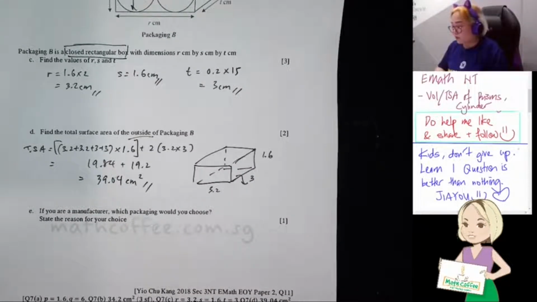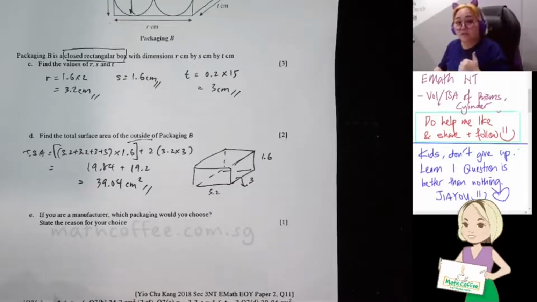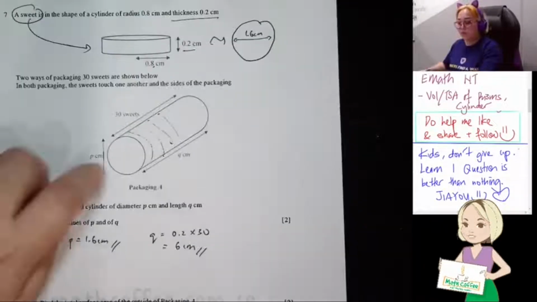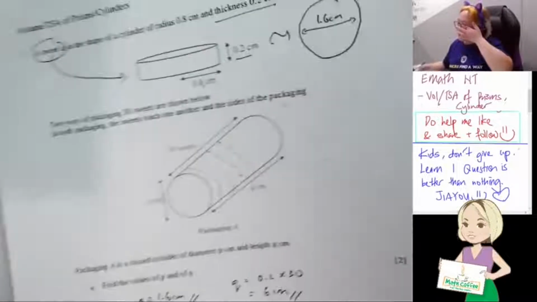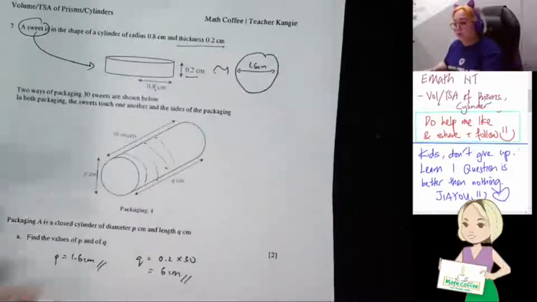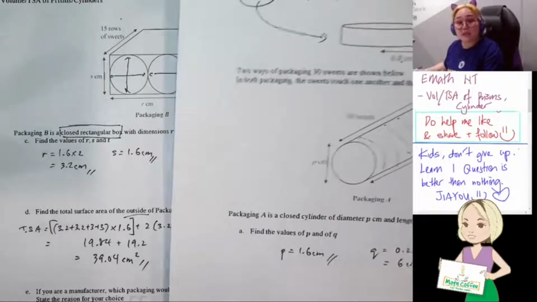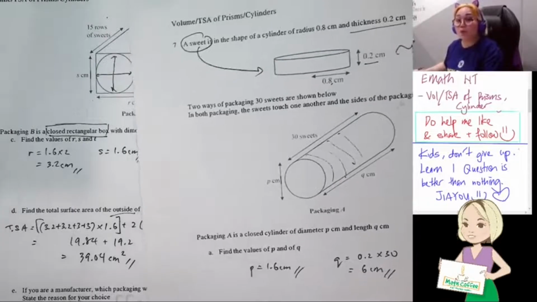So now, if you are a manufacturer, which packaging would you choose? State the reason for your choice. You have to know your standpoint. If you are a customer or a manufacturer, you have different points of view. In this case, both situations carry 30 sweets, 15 times 2, and here also 30 sweets. So as a consumer, it doesn't matter which packaging I buy, because I still have my 30 sweets. Of course, the cheaper the better. For the manufacturer, your concern is the material cost, the cost of making this thing. Because all of them are 30 sweets, we will not bother about the cost of the sweet, so we will talk about the packaging cost.